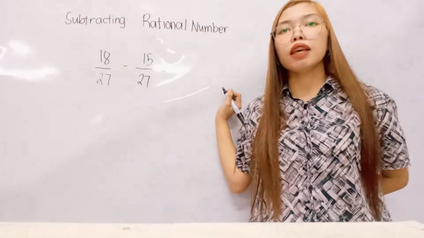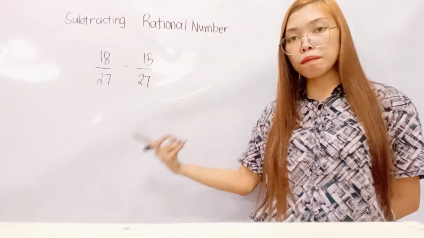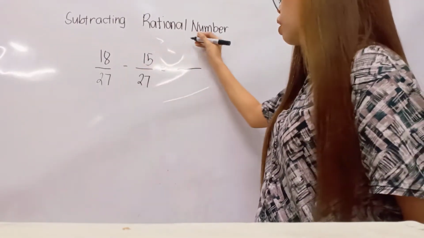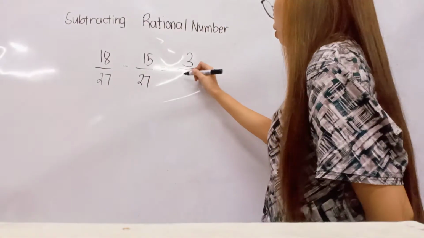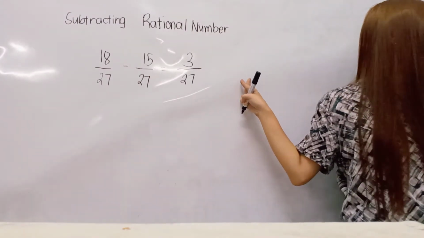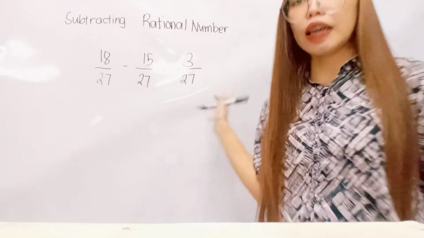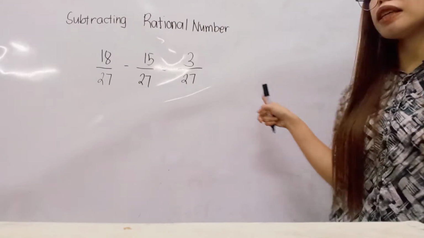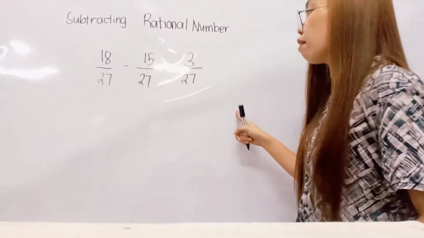So, in subtracting similar fractions, all we have to do is to subtract their numerators. 18 minus 15, that is 3, tama? And then copy the denominator. Okay? So, if you have already got your answer, you are going to simplify it. Okay? Simplify. So, in simplifying 3 over 27, what are we going to do? We have to find their GCF first.